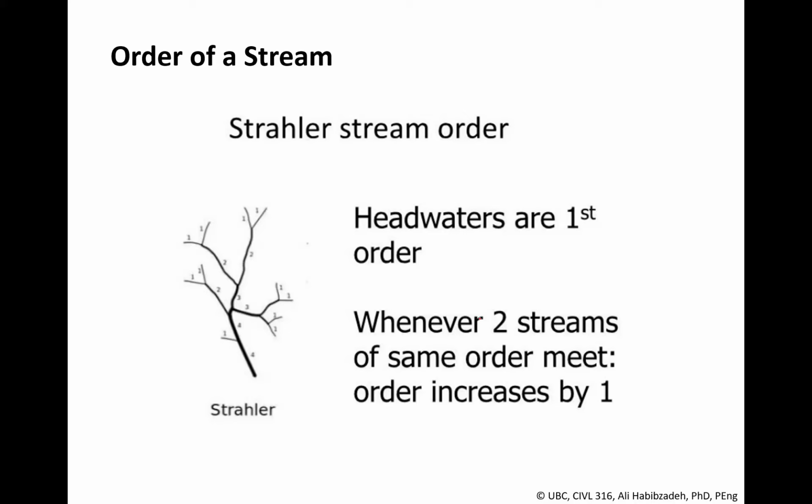If you have 1, 2, and 1, 1, the outcome will still be 2. So they have to be the same order for the order to go up. Otherwise, it will remain the same, right? So how does it help us? How is it really used?